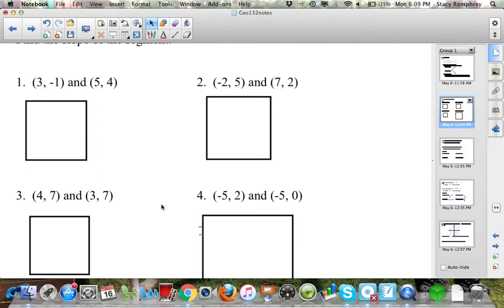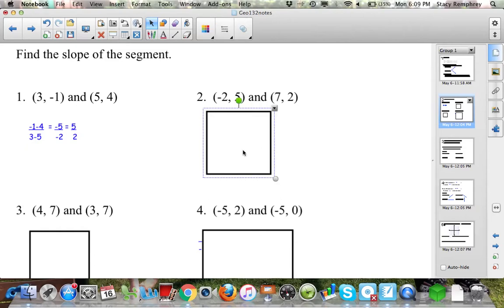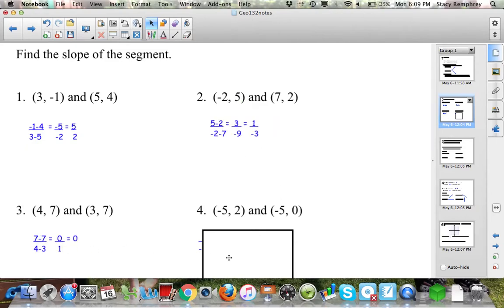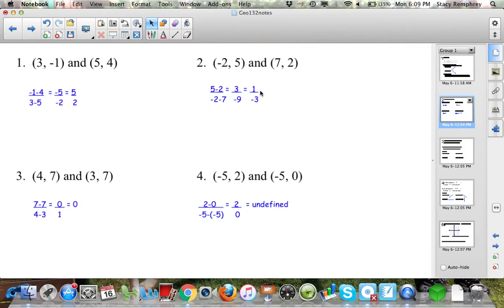So here are 4 sets of points, and you are to find the slope of the segment. I'm going to ask you to push pause, work that through, come back and check your answers. All right, so here are the answers. Again, review, so I'm not going to go too in depth with it. Do make sure that you simplify your fractions. And remember, 0 divided by anything is 0, and you cannot divide by 0. That should be a review. We've gone over the why of that before.